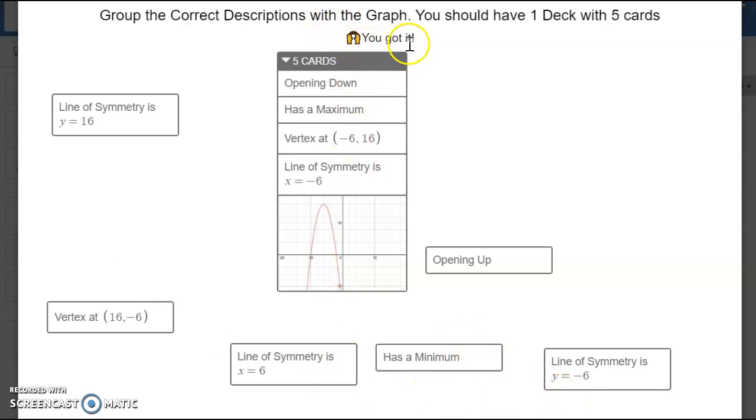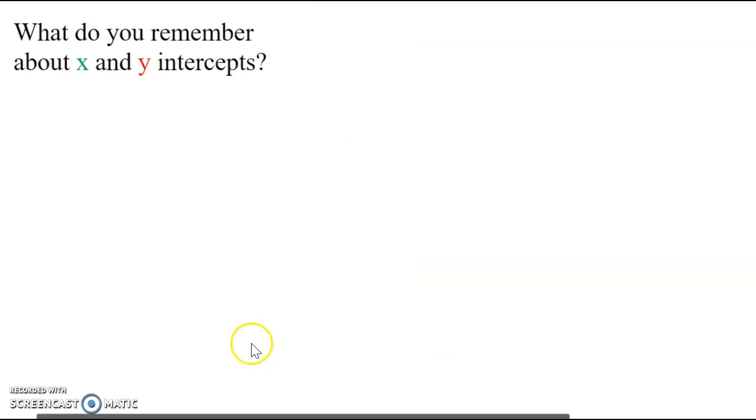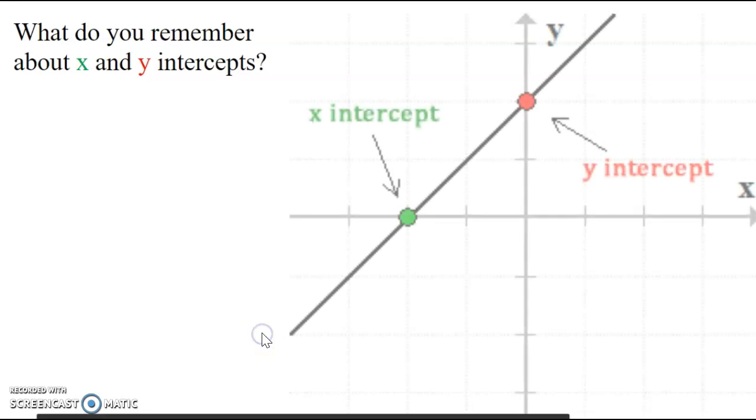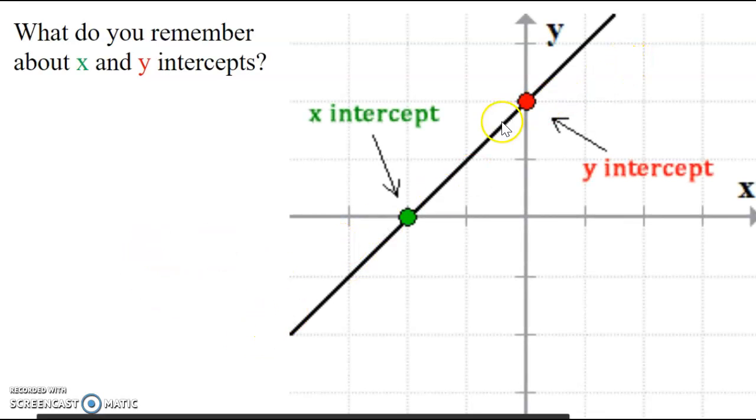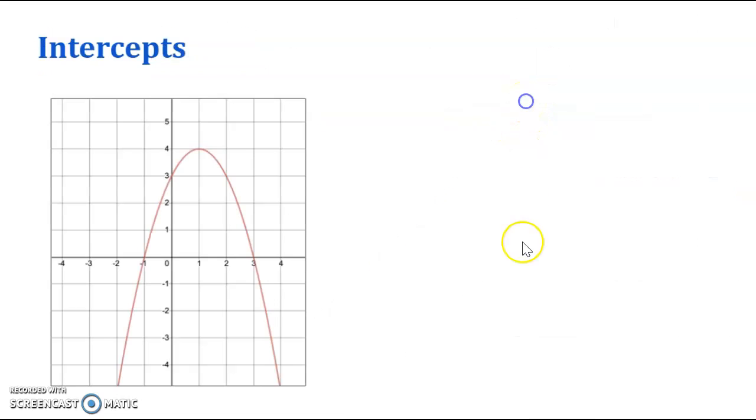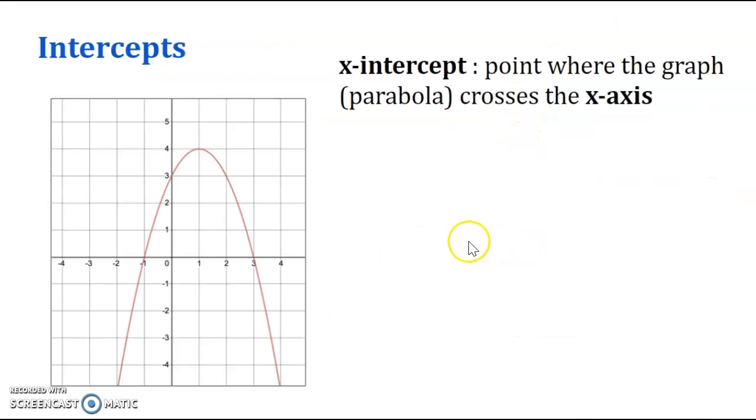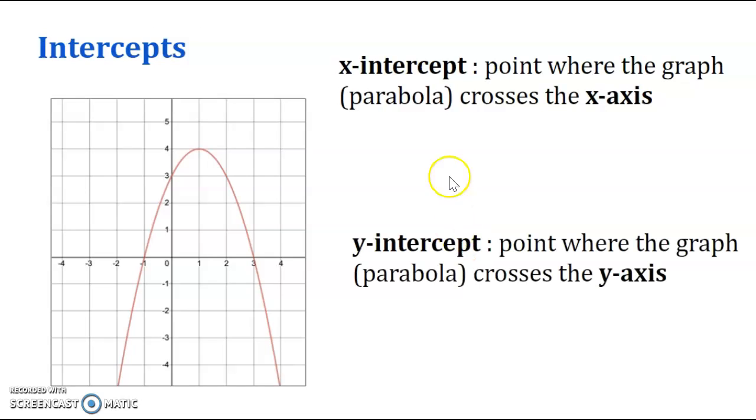It says you got it. Let's delve into the lesson. Okay, so what do you remember about x and y intercepts? When you have a linear line, the x-intercept is where the x-axis is crossed by the graph. Y-intercept is where the y-axis is crossed by the graph.